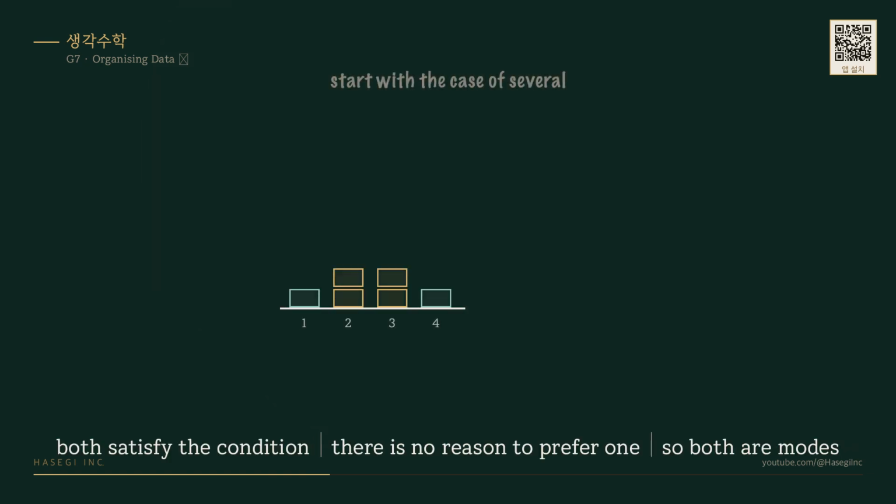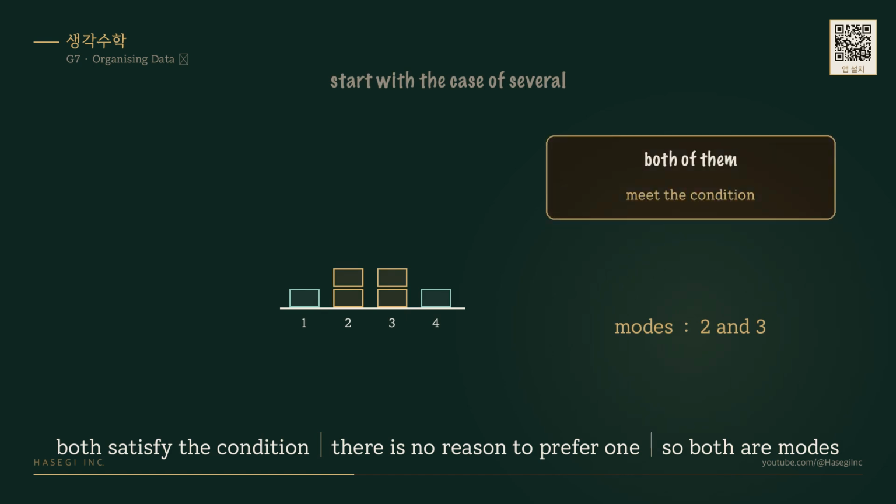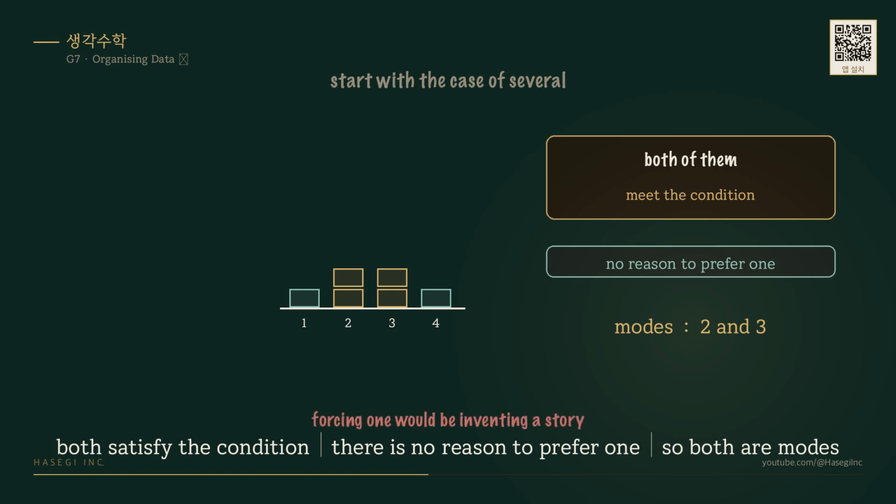Take the case of several. If 2 and 3 both appear twice, both of them satisfy the condition of having the greatest frequency. There is no reason to prefer one. So we say the modes are 2 and 3, both of them. Forcing a single choice would be inventing something the data never said.